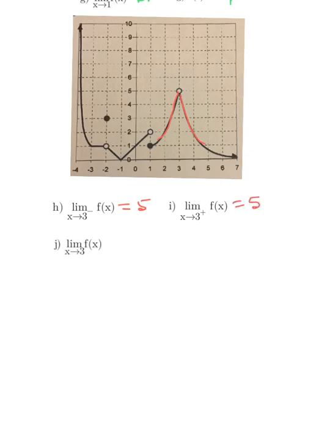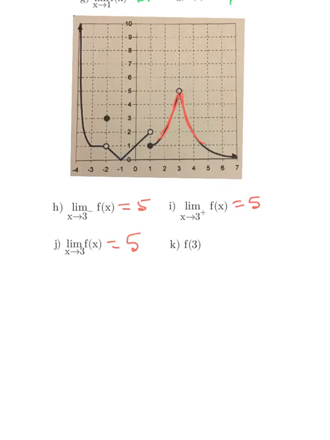On problem J, we are now looking for the two-sided limit as x approaches 3 for this function. When you look at both sides of 3, from the left and from the right, we are going into the same y value. So the two-sided limit is 5.